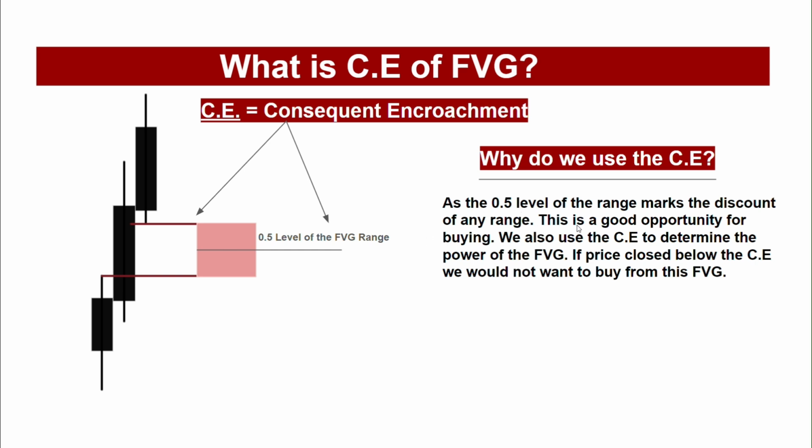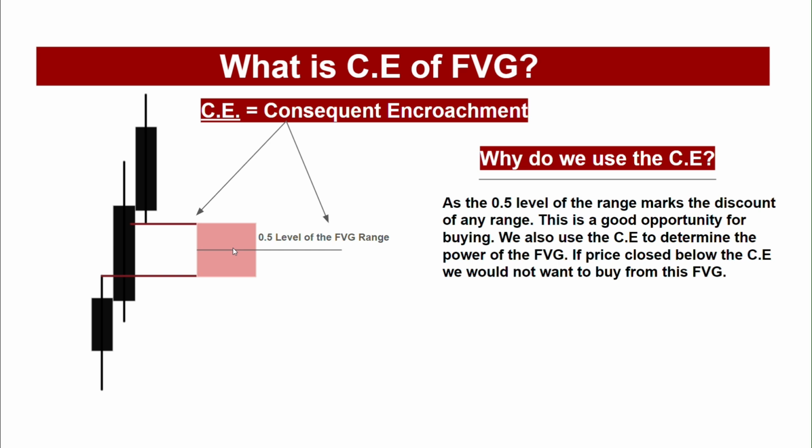The 0.5 level of the range marks the discount of any range. So if you know anything about ICT, you've heard discount and premium. Discount is simply the bottom half and premium is the top half. So when we're looking for buying, we're looking for a discount to get hit, and when we're looking for selling, we're looking for a premium to get hit. And the reason why is because market makers want to get a good price. They want a discount within their buys and they want a premium for their sells. So if you are in the discount, this is a good opportunity to buy.